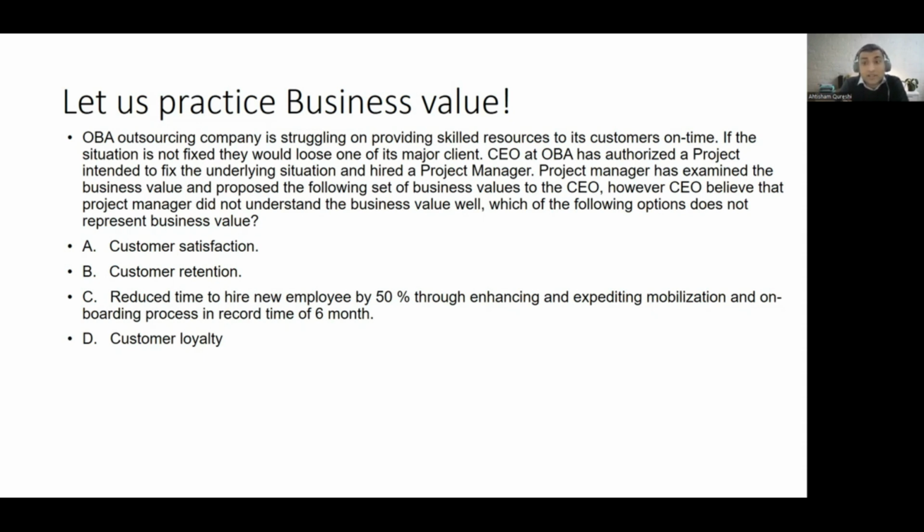The project manager has examined the business value and proposed the following set of business values to the CEO. However, the CEO believes that the project manager did not understand the business value quite well. So which of the following options does not represent business value? I repeat, which of the following options does not represent business value? Customer satisfaction, customer retention, reduce time to hire by maybe 50%, and customer loyalty.